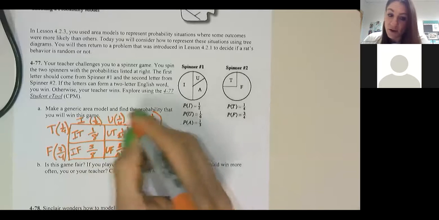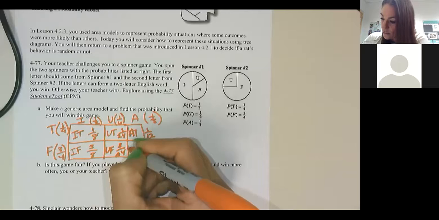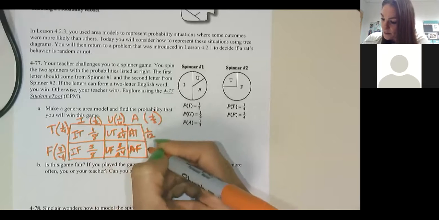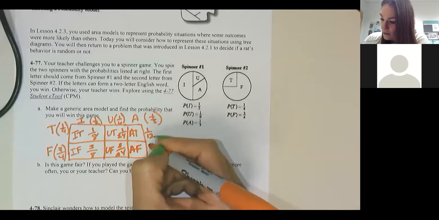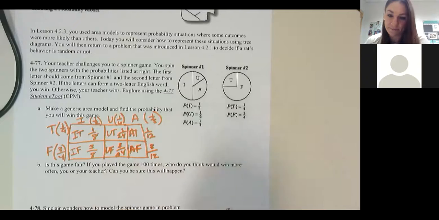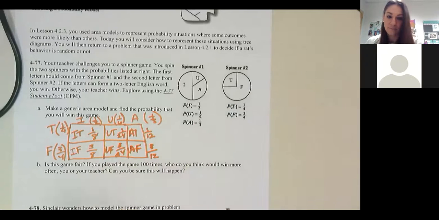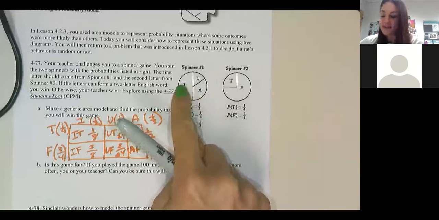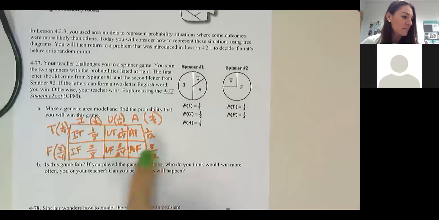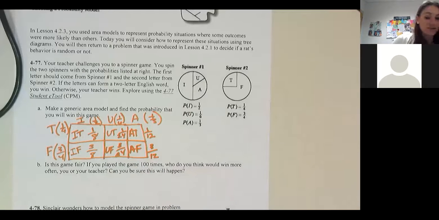And now when I add up all these probabilities together, what should they equal? What should they equal when I add all the probabilities together? They should always add up to 1. Okay, remember probability is between 0 and 1. And when I spin the spinner, something's going to happen. So when I add all these probabilities up together, I should get 1.